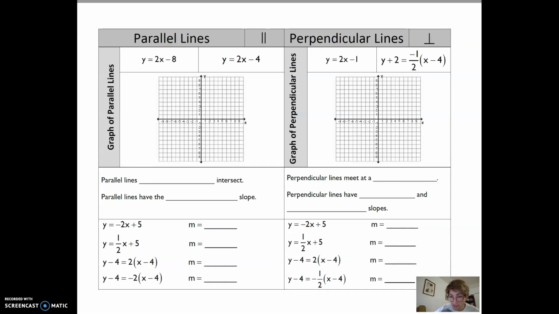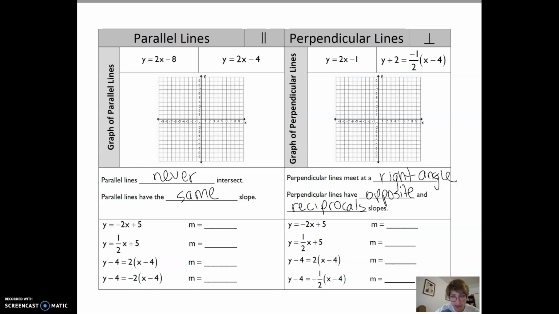All right, moving on. Parallel lines. What do we know about parallel lines? They never intersect and they have the same slopes. What do we know about perpendicular lines? They meet at a right angle. And their slopes are two things: they are opposites and they are reciprocals. Two things. So I'm going to start with the bottom, then go up to the graphs in a second.